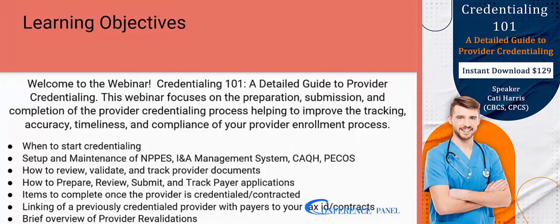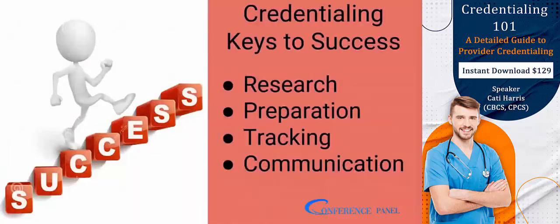set up and maintenance of NPPES or your NPI, Identity and Access Management system, CAQH, and PECOS. How to review, validate, and track provider documents, how to prepare, review, submit, and track payer applications, items to complete once the provider is credentialed and contracted, linking of previously credentialed providers with payers to your tax ID and contracts, and a brief overview of provider revalidations. The credentialing keys to success can be broken down into 4 ways: research, preparation, tracking, and communication.